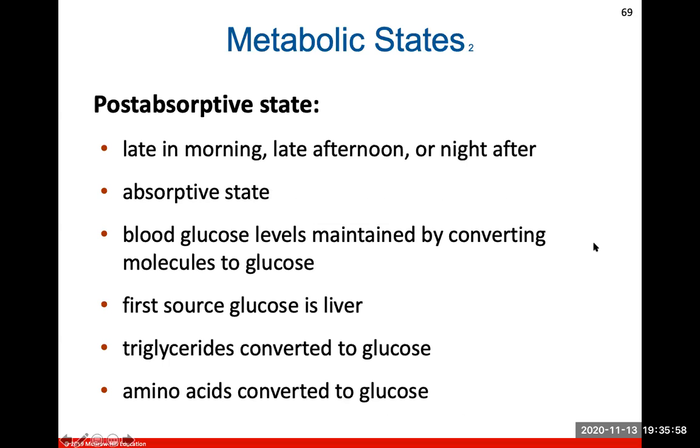The postabsorptive state is usually late morning, late afternoon, or the night after. It's also in an absorptive state where the blood glucose levels are maintained by converting molecules to glucose. The first source of glucose is the liver. Triglycerides are converted to glucose, and amino acids are also converted to glucose.